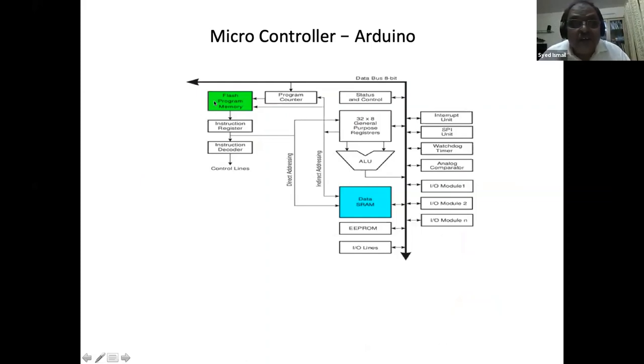Program, it has got flash program memory, the same thing we discussed. Instruction register, we have RAM. EEPROM, what we already studied. EEPROM, you can erase and write one million times. Good for counters. Okay. And flash, you can use for settings you want to store. So this is the Arduino inside, what we saw.